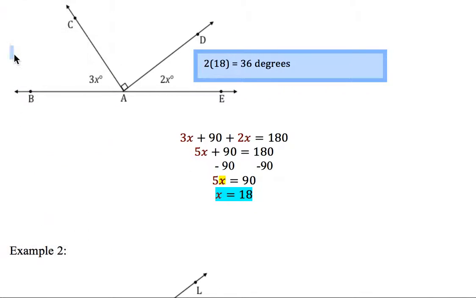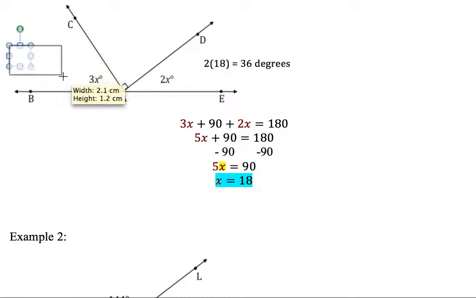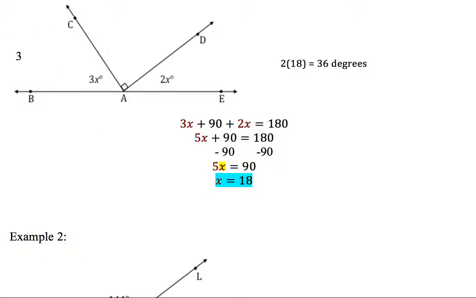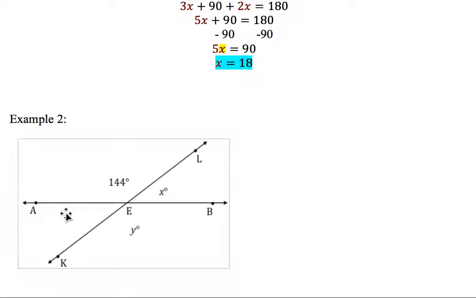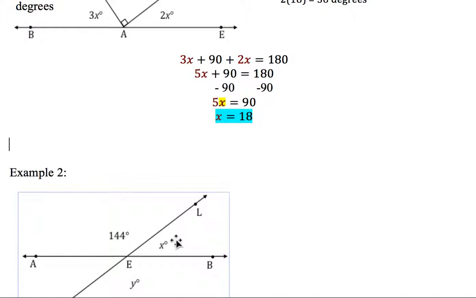And I could do the same thing over here. So if this angle is 3x, 3 times 18, because x is equal to 18, gives me 54 degrees. And so I know that this angle is 54 degrees. All right, let's move on to example 2.